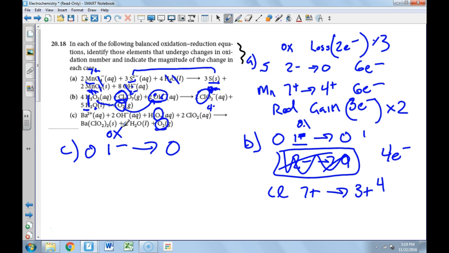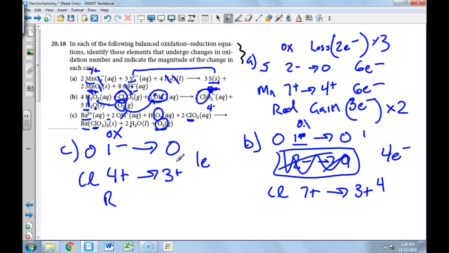Let me make sure I have that right. Yep. Now the other thing that's undergoing a change: barium is 2+ here and 2+ there. Oxygen we already dealt with. Hydrogen isn't going to do anything, so it must be the chlorine. Here the chlorine is a 4+, and it's going to a 3+, since there are 2 of those, making it 1-. That's being reduced.